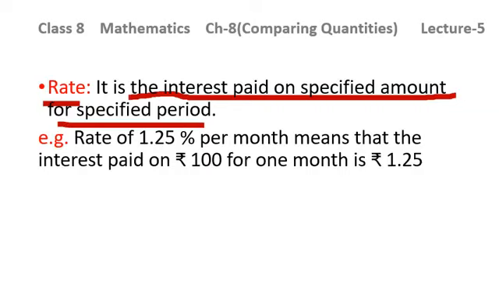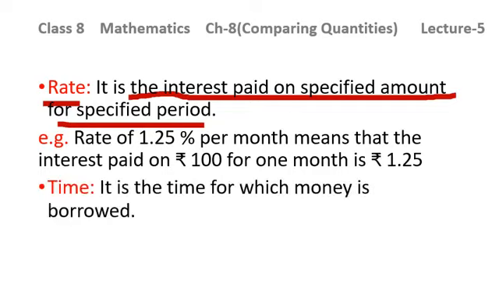Here we have taken the example of rupees 100. If it has been borrowed for 1 month, then a rate of 1.25% means that the interest paid on rupees 100 for 1 month is rupees 1.25.